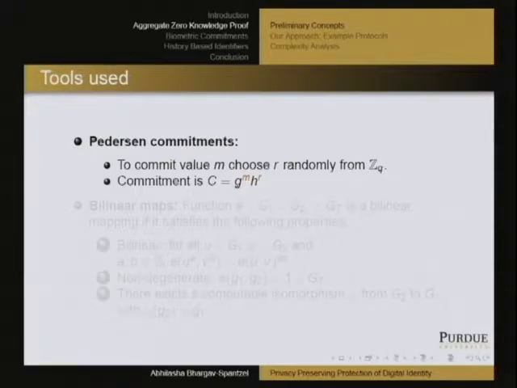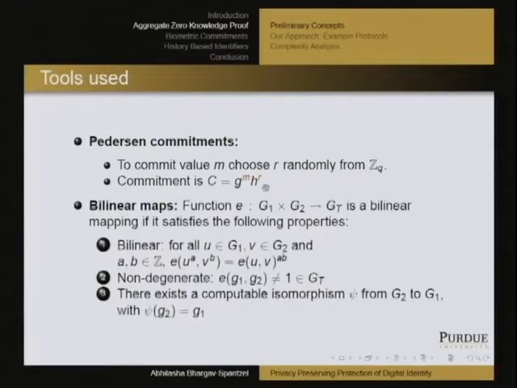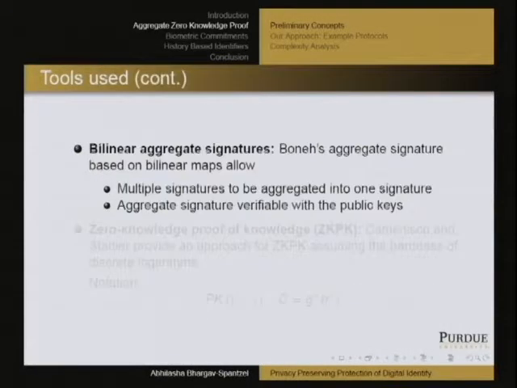The key thing to see here are those M and R in red. So the M is essentially the strong identifier, like the credit card number, your social security number. And R is a secret that is associated with the strong identifier in this particular commitment. And G and H are public parameters. So we also use bilinear maps in our protocols, which are actually used in Boneh's aggregate signature. So the main idea over here is that multiple signatures can be aggregated into one signature, and it can be verified. Multiple signatures can be verified at once.